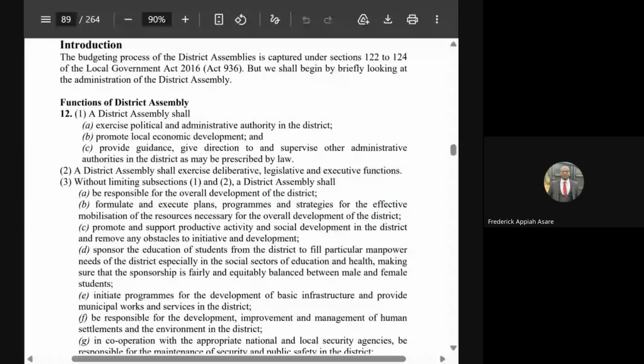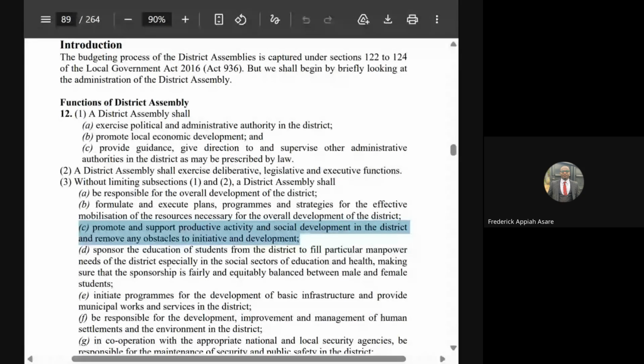Sometimes also the district assembly can come up with an idea that let's build this community center, and anytime someone comes here to hire, we're going to charge the person some amount, and this amount that we are going to charge, we use it in our daily operations. So that one is also a role of the district assembly. The district assembly is also responsible to promote and support productive activity and social development in the district and remove any obstacle to initiative and development.